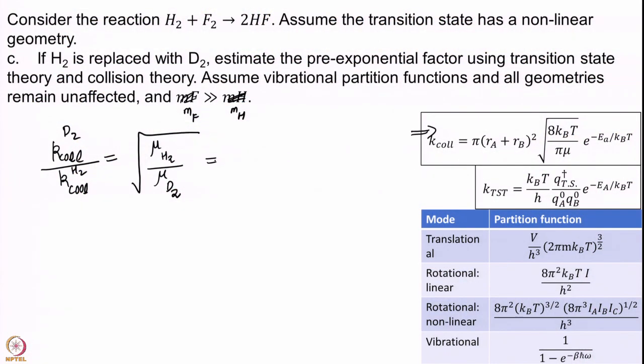I know that mass of deuterium is double of mass of hydrogen. So, the reduced mass will also be double. So, I get this is square root of 1 over 2. Plain and simple.